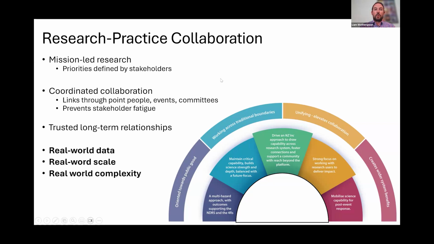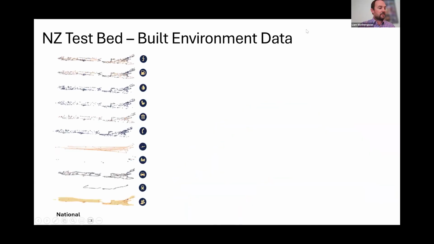What this has done when we think about research is this tagline of real world data, real world scale, and real world complexity. It changes the way you think about research when this is the focus of the work that we're trying to do. So let's dive into a little bit more. So New Zealand is a test bed. As I said, we're small enough that we can do that.